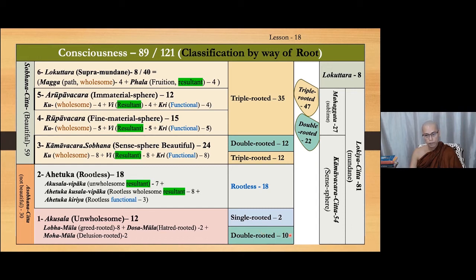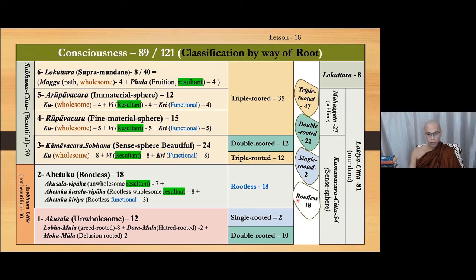In this way, 10 from unwholesome and 12 from sense-sphere beautiful become the double-rooted 22. Then the single-rooted 2 is Moha Mula 2. In the case of Moha Mula, there is no Lobha, no Dosa at the moment. The others are beautiful, not related to the unwholesome consciousness. That's why the single root is Moha. So Moha Mula 2 has the Moha root.